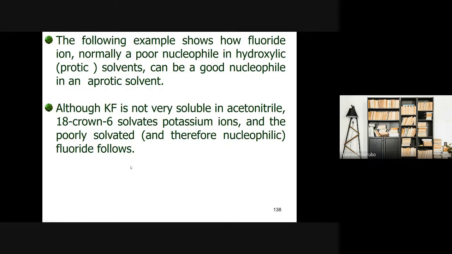The following example shows how fluoride ion, normally a poor nucleophile in hydroxylic or protic solvent, can be a good nucleophile in an aprotic solvent. We've already seen that fluoride is very poor in protic solvents because it forms hydrogen bonds with the solvent, which drags it from attacking the electrophile from the backside. Although potassium fluoride is not very soluble in acetonitrile, 18-crown-6 solvates the potassium ions, and the poorly solvated, and therefore nucleophilic, fluoride flows.